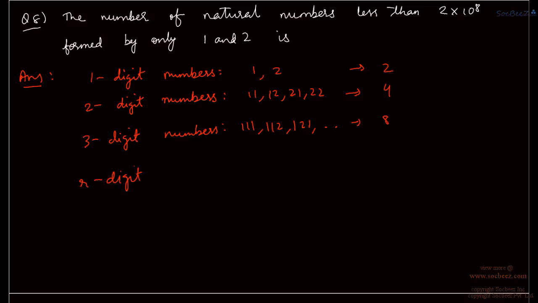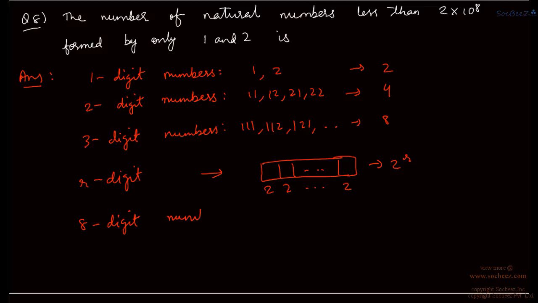Suppose you have, say, r digit, where r is definitely lesser than 2 into 10 power 8. So for that you have r slots here, and for each slot you can fill it with either 1 or 2, right? So the total number of cases is nothing but 2 power r for r digit. So for 1 digit I have 2 power 1, which is 2, for 2 digit 4, 3 digit 8, all the way till 8 digit. For 8 digit numbers, I'll have 2 power 8, right?